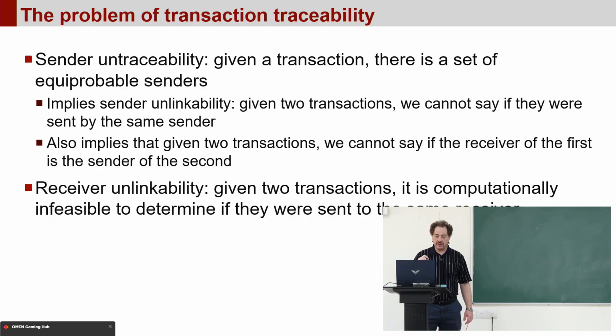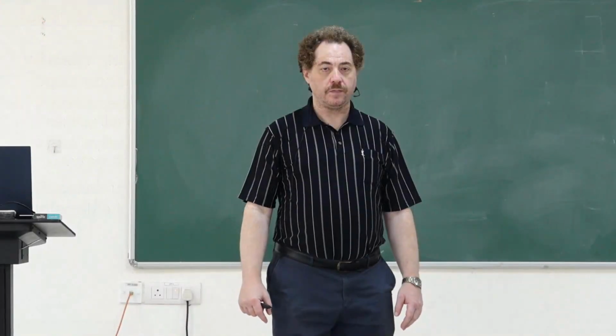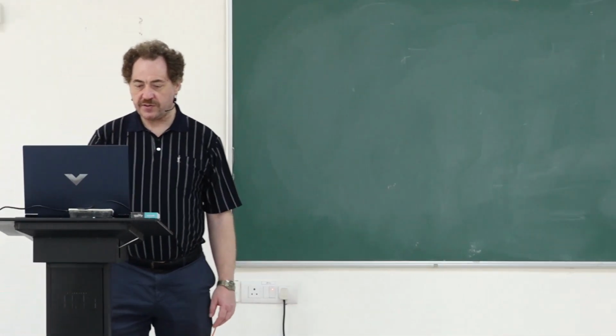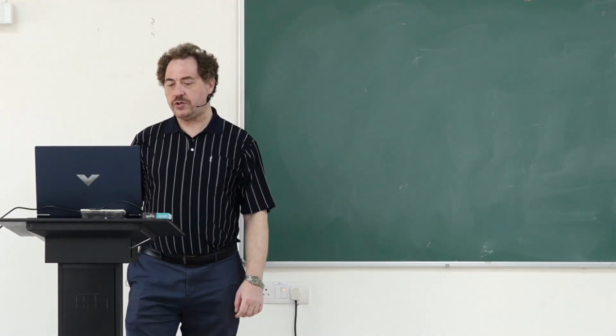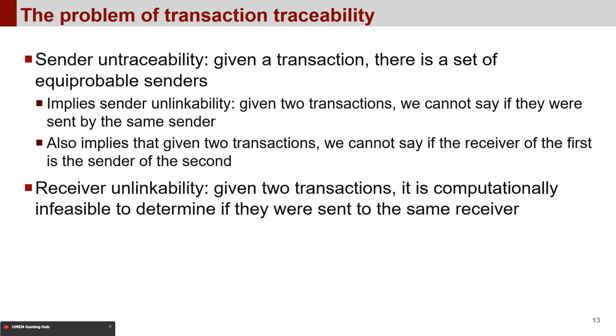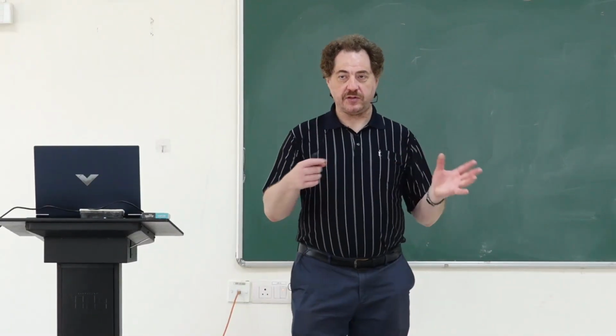Sender untraceability implies sender unlinkability, which is the property that given two transactions, we cannot say if they were sent by the same sender. It also implies that given two transactions, we cannot say if the receiver of the first is the sender of the second. And therefore, we cannot build a graph of transactions the way we did in Bitcoin. The second property is receiver unlinkability, which means that given two transactions, it's computationally infeasible to determine if they were sent to the same receiver. So those are nice properties in terms of privacy.